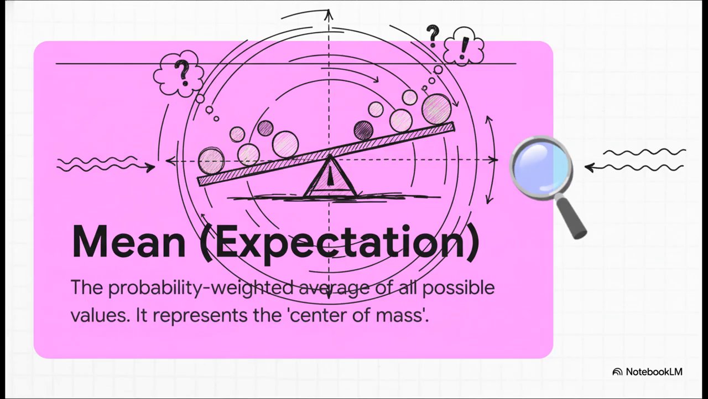It's the probability-weighted average of every single possible outcome. So if you ran an experiment over and over, an infinite number of times, the average of all your results would land on this exact number.